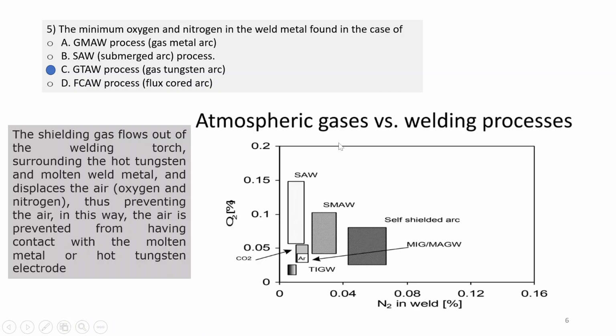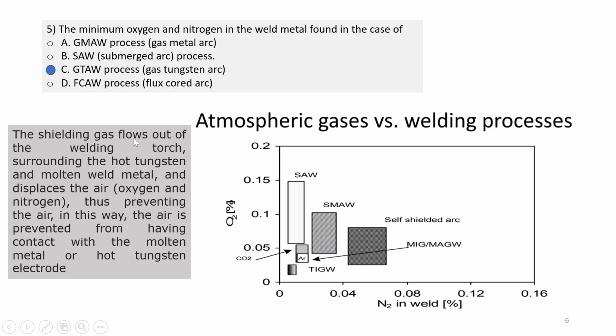This graph is given in the notes, I think lecture 49. In that you can see that the tungsten inert gas welding has the lowest concentration of both oxygen as well as nitrogen. So this one would be the correct answer.